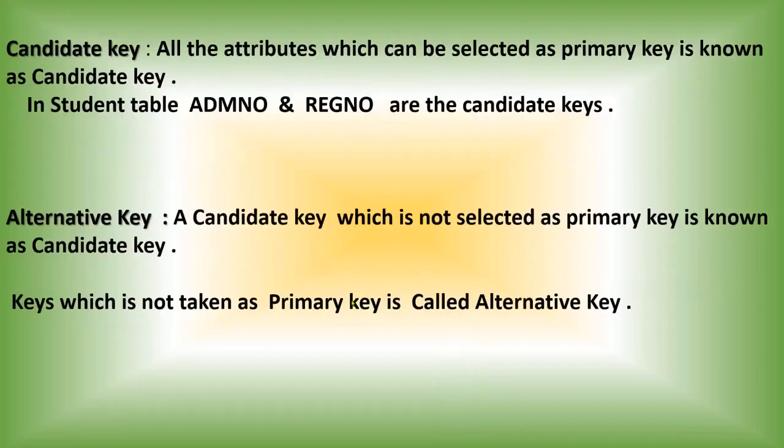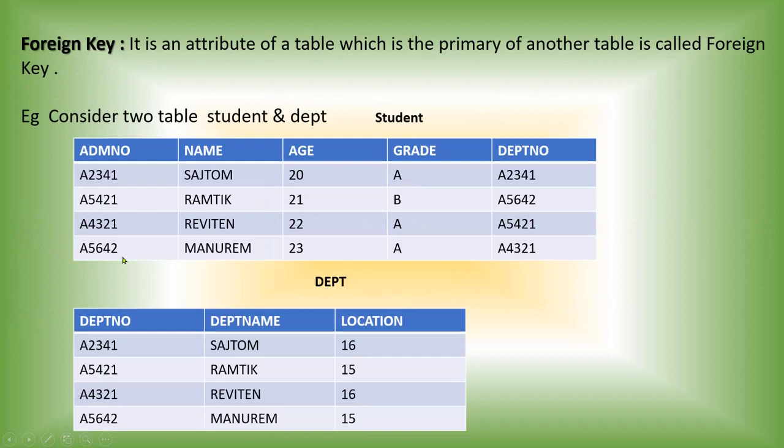Next one is alternative key. Keys which are not selected as the primary key are known as alternative keys. From the candidate keys, those which are not selected as the primary key are known as alternative keys. See children, you have to change this to alternative key. Now next is foreign key. Foreign key means it's an attribute of a table which is the primary key of another table. So these are the important definitions.